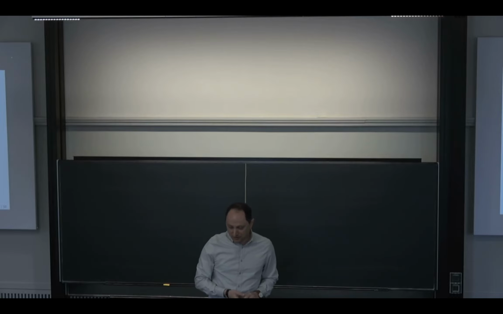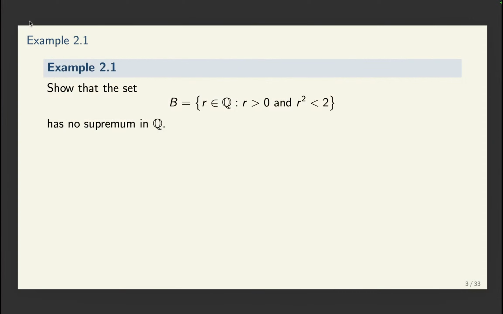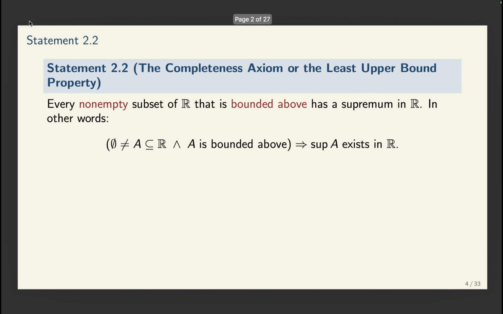Okay, good morning. So let us start today's lesson. So this example, which is on display, hopefully we could do it in a reasonable way, and hopefully you realize that this set, even though it's bounded above, has no supremum in Q. So this motivates us to impose a new axiom that is only for the system of real numbers, and it is called the completeness axiom.